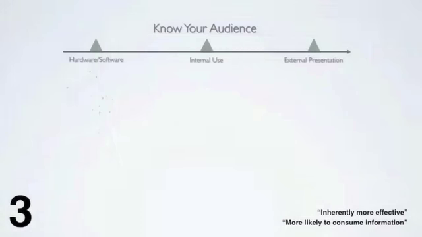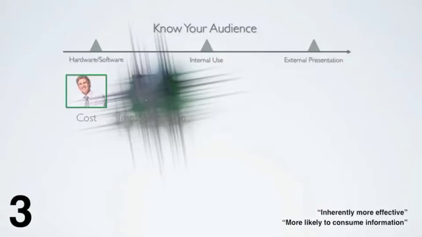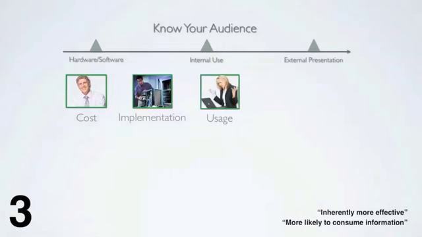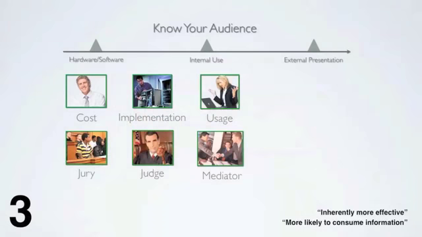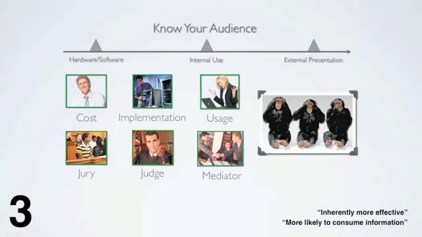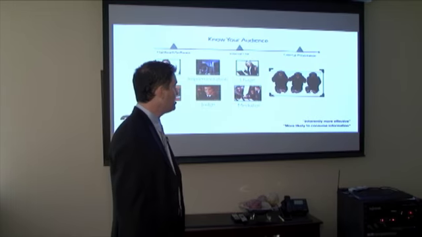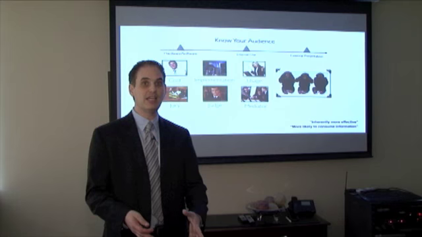Hardware, software, internal use, external use. I showed you 3 key groups: cost, implementation, usage. When we went to external, I showed you another 3 key groups: jury, judge, and mediator. And even when I talked about how those people learn, I showed you the 3 monkeys. Hear no evil, see no evil, speak no evil. Rule of 3. It's everywhere.